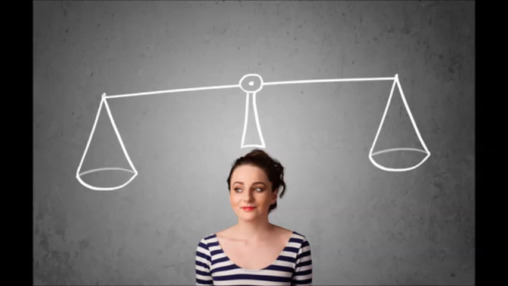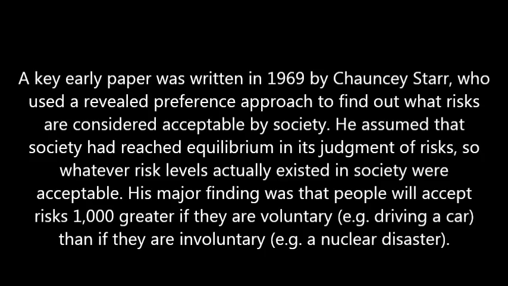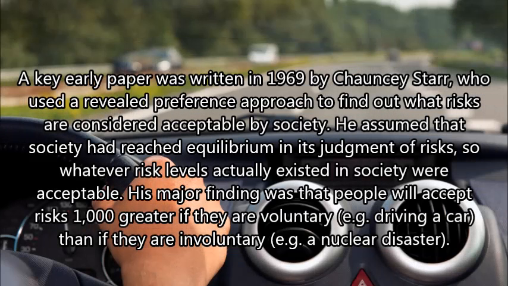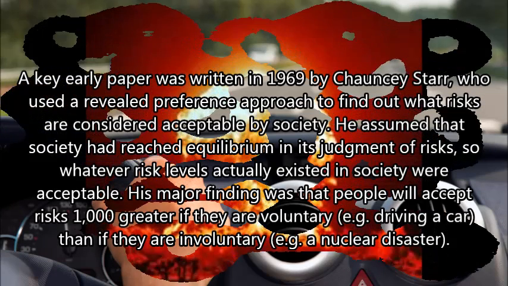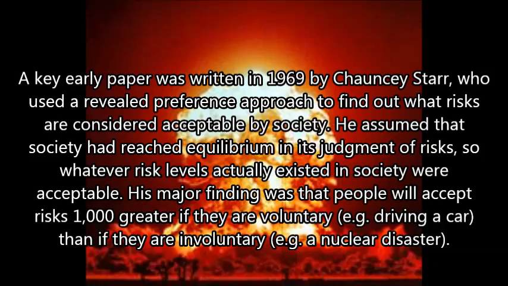We also over-exaggerate risks we don't have control over, while being comparatively fearless in the face of equal risks we nonetheless can control. Chauncey Starr's famous 1969 study on risk found that people were willing to accept risks 1,000 times greater if they could control them, for instance, driving a car, than if they didn't have control, for instance, a nuclear disaster.